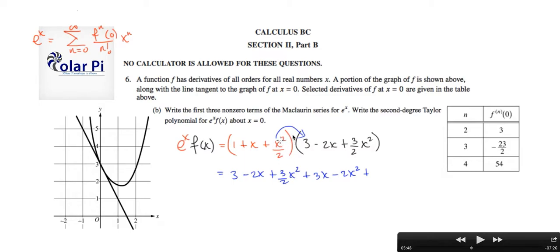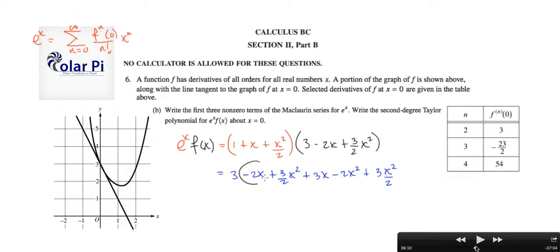And we should only distribute it to here, because if we distribute it to the others, then we're going to get x cubed and x to the fourth, right? And that's more than we need, right? So that's what I'm pointing out there. I was just showing that that's x cubed, and that's more than we need. Okay, so we just do the plus 3 over 2 x squared.